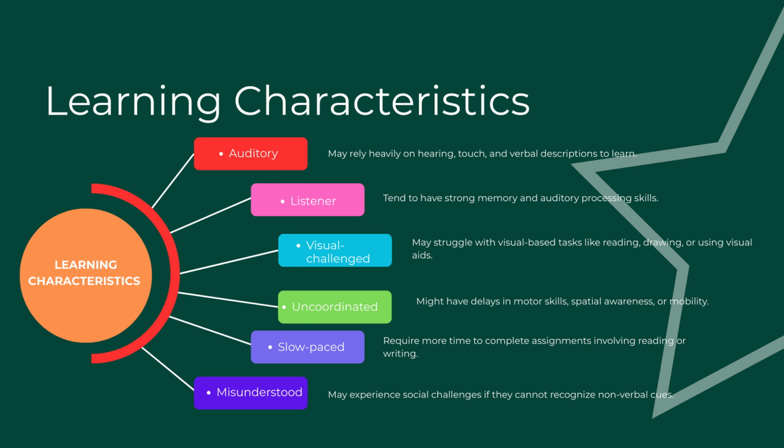The second one is listener: they tend to have strong memory and auditory processing skills. Learners with visual difficulty usually become good listeners. They can easily remember what the teacher says or follow spoken instructions without needing to see them written on the board.